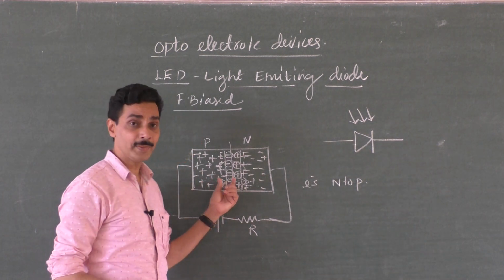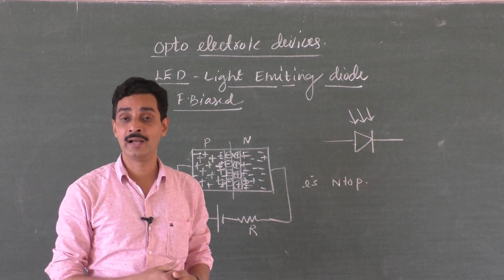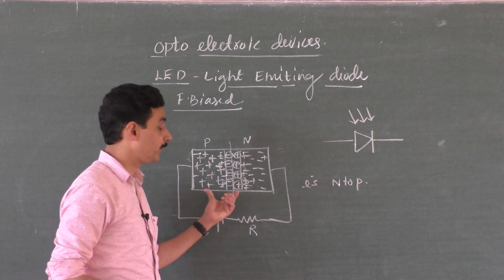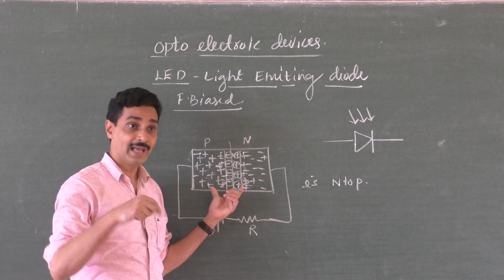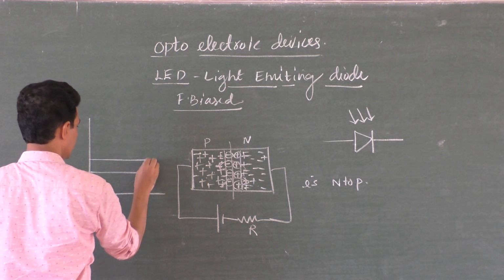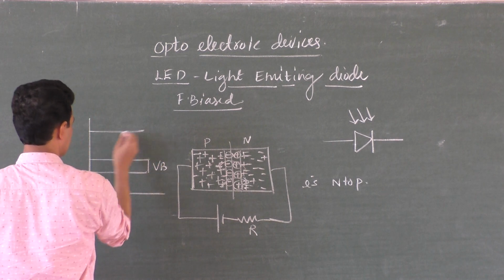Sir, won't it happen in the ordinary diode? When the ordinary diode is forward biased, won't we get energy in the form of light? No, because that depends on what type of material we have chosen. In that material, what is the type of energy gap? This is valence band, and this is conduction band.